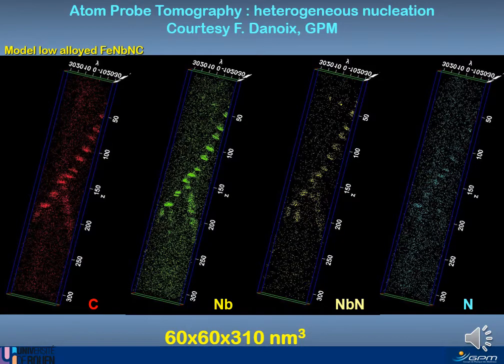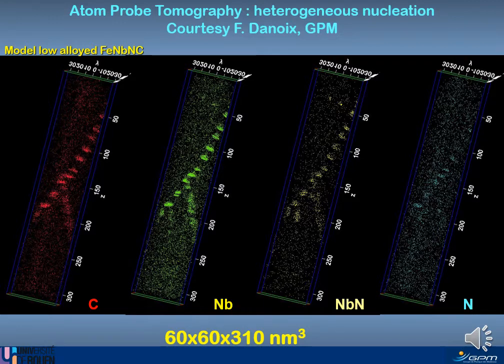The second example is shown here, and in fact, what you see here is the heterogeneous precipitation of small precipitates along grain boundaries. And these grain boundaries are here, and you've got two grain boundaries. You've got here a triple point. And what you see here is, in fact, the precipitation in a steel. So in a steel containing carbon, niobium, and nitrogen is what you see.